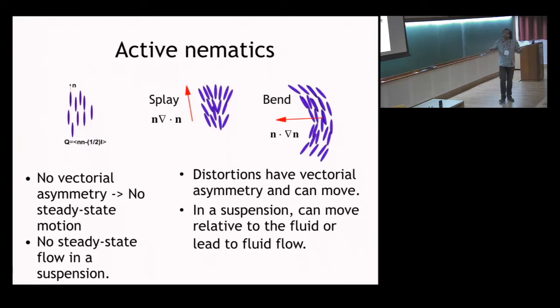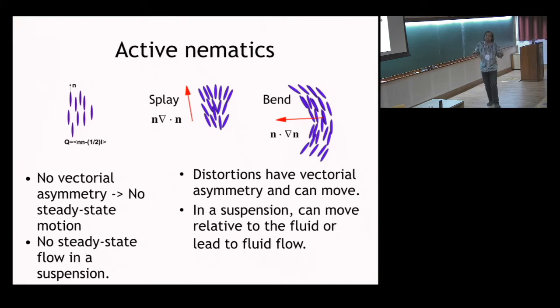So how do I describe those? I describe those using the order by a Q tensor, the apolar order parameter, which can be constructed by assigning an arrow along the long axis of every particle of your system and not caring about which direction the arrow is pointing in, right? So in this kind of system, there's no vectorial asymmetry in the base state, in the steady state. So there's no steady state flow or steady state motion.